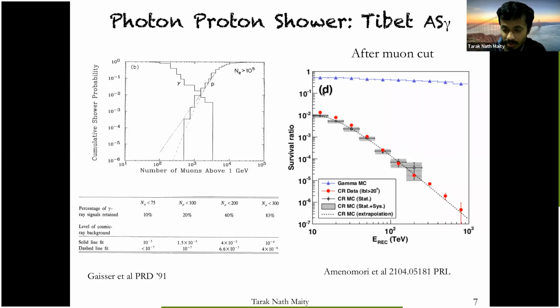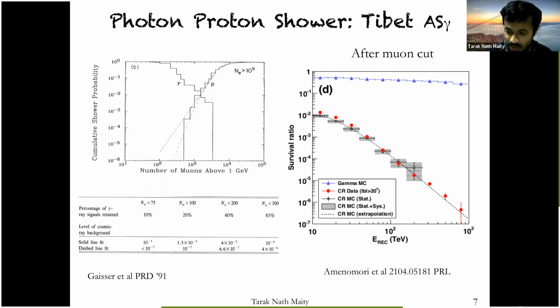And after the optimized muon cut, the survival ratio for the photon is almost around order 1, but the corresponding number for the proton in the energy regime of operation of Tibet, which is order 100 TeV or so, is roughly around 10⁻⁶. So the proton shower is muon rich as compared to the gamma ray shower, and the spectrum of the muons produced by gamma and proton shower is quite different. So Tibet utilized this fact to differentiate between cosmic ray and gamma ray shower.